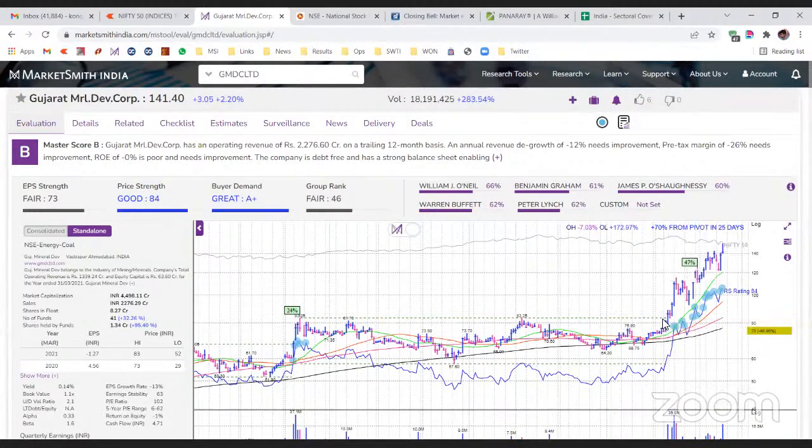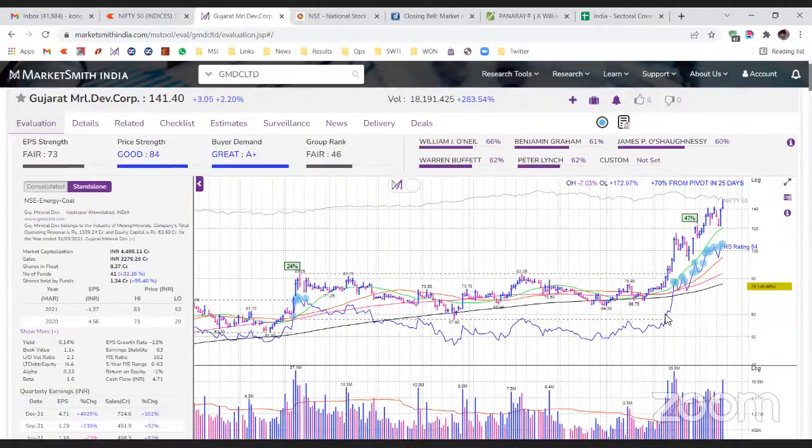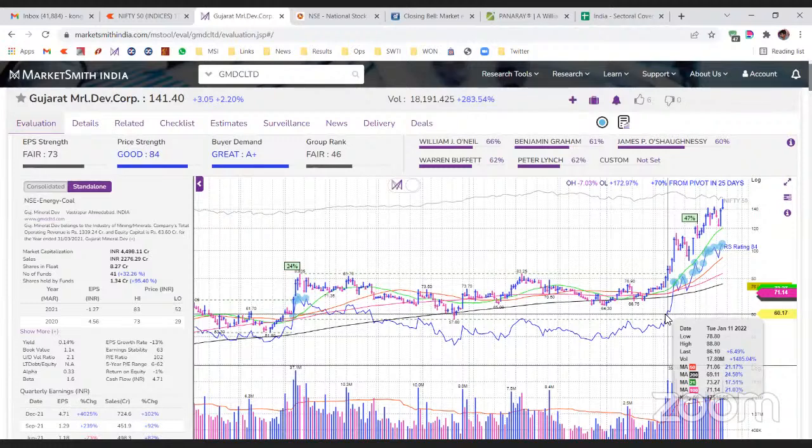You can see here, it's a very good breakout. The volume has also been at around 14 times the average volume. This is a very good breakout on the technical front as well.